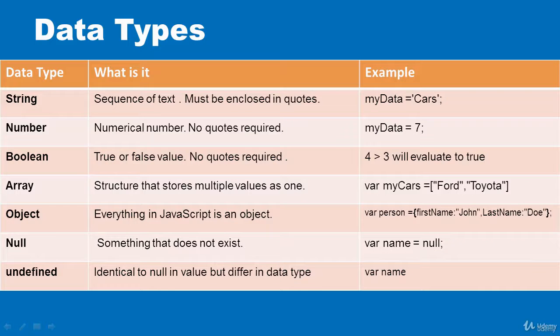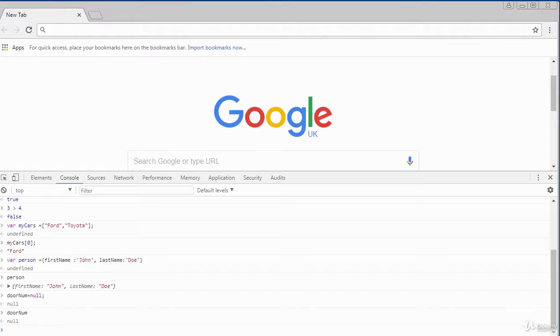The final data type I want to talk about is called undefined. Undefined is similar to null. The only difference is that they are different data types. Undefined is undefined, while a null data type is also an object data type. So if you declare a variable and you don't give it a value, that will become undefined.